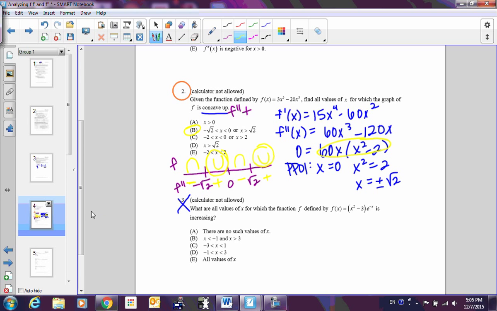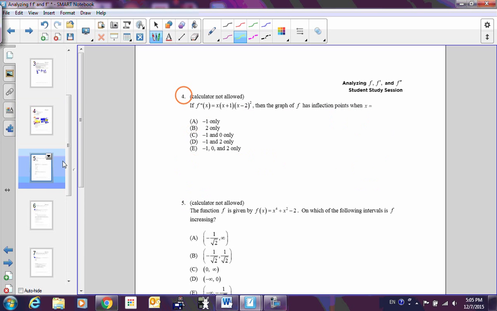Okay, you can skip 3. It's not a bad problem. It's just a little gross to be doing on your own. So let's skip now to number 4.